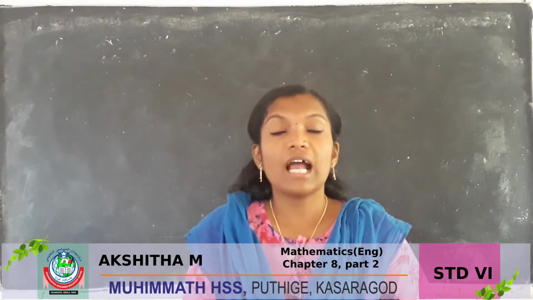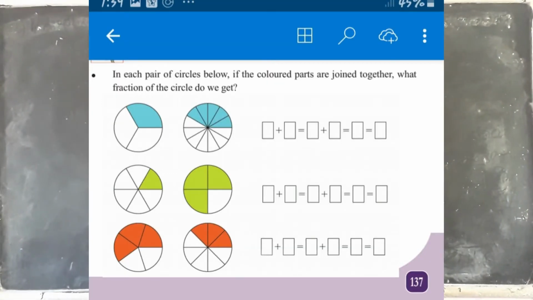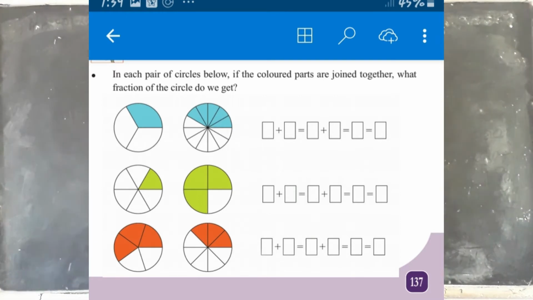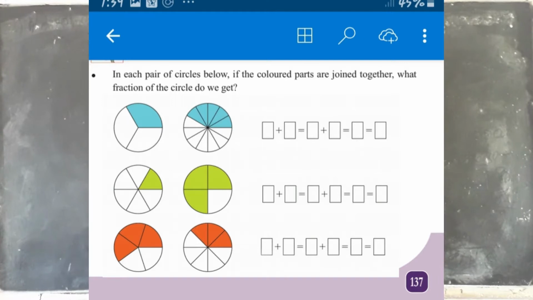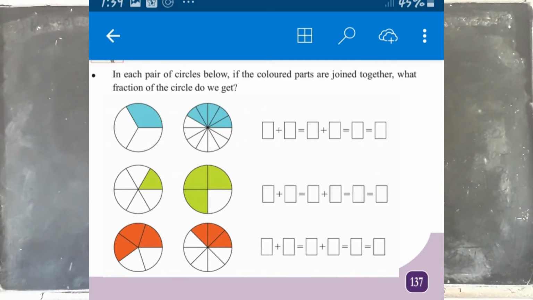Hello students, I will continue the 8th chapter in this class. Look at the picture on screen. You can see 6 circles. In the first circle, one part is colored out of 3 parts. In the second circle, 5 parts colored out of 12 parts. In the third circle, one part colored out of 6 parts.